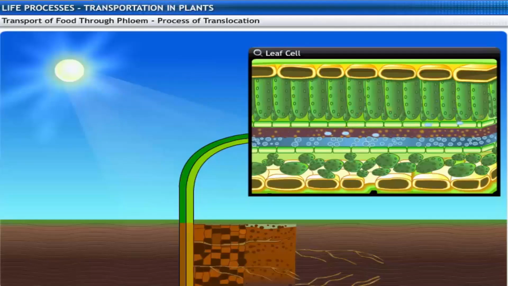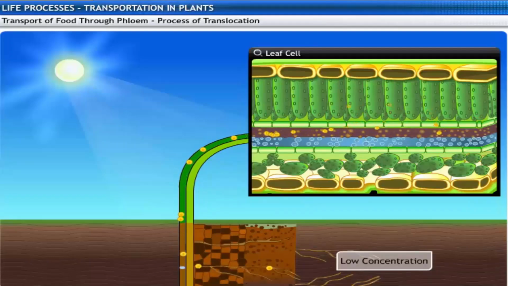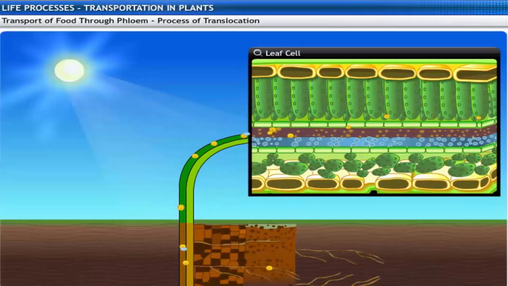It creates an osmotic pressure in the leaves, which eventually results in translocation of solutes from its region of higher concentration to the region of low concentration, like root or other storage organs. Finally, sugar molecules move to the root system.